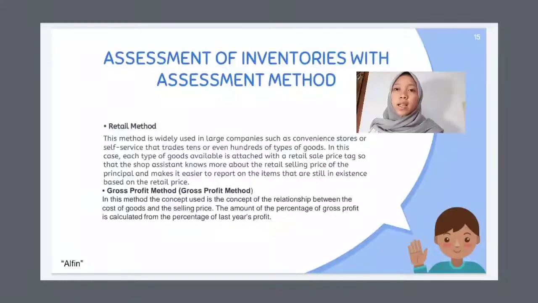The second method is permanent system or perpetual, which records the book inventory continuously, namely by recording every inventory transaction, both purchase and sales. Next.